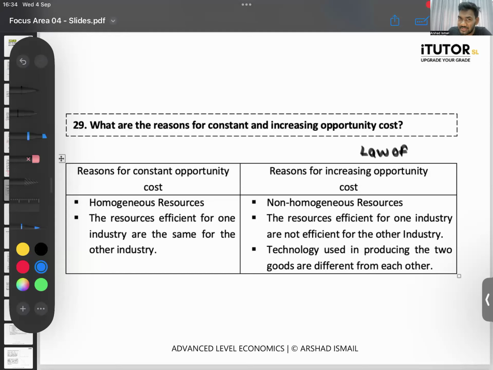Reasons behind constant opportunity cost: one is if the two goods are using homogeneous resources. What is homogeneous? If the two goods are using the same resources, very similar resources, then you might have constant opportunity cost. Also, if the resources efficient in one industry are equally efficient in the other industry. For example, take the production of bread and buns. The resources are somewhat similar. There is a baker, there is flour, there is an oven. The baker, if you put him in the bun industry or the bread industry, can bake with no problem. He's efficient in this and also in that. So then you will have constant opportunity cost.